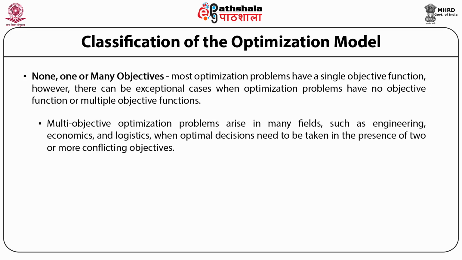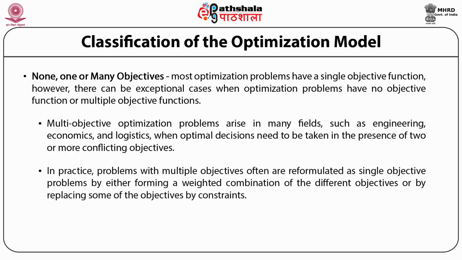Multi-objective optimization problems arise in many fields, such as engineering, economics, and logistics, when optimal decisions need to be taken in the presence of two or more conflicting objectives. In practice, problems with multiple objectives often are reformulated as single objective problems by either forming a weighted combination of different objectives or by replacing some of the objectives by constraints.